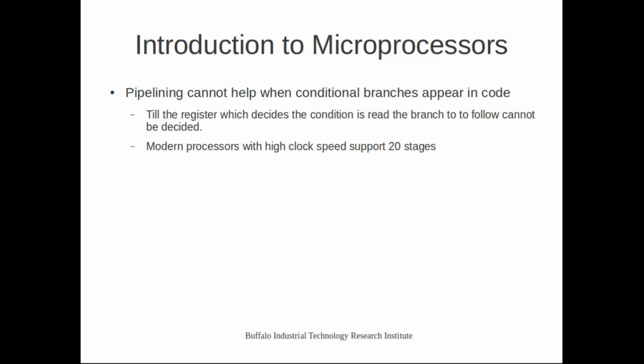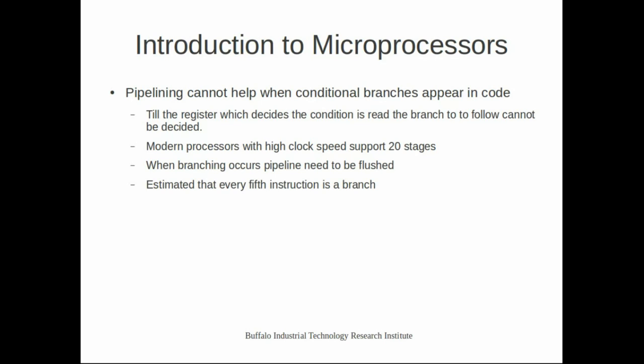Modern processors with high clock speed supported up to 20 stages of pipeline instructions. When a branching happened, the pipeline had to be flushed and instructions from the new branch had to be built up in the pipeline. It is estimated that every fifth instruction executed in a processor is a branch. This created a lot of stall in the processor, and the processor remains idle while the new pipeline is getting built.